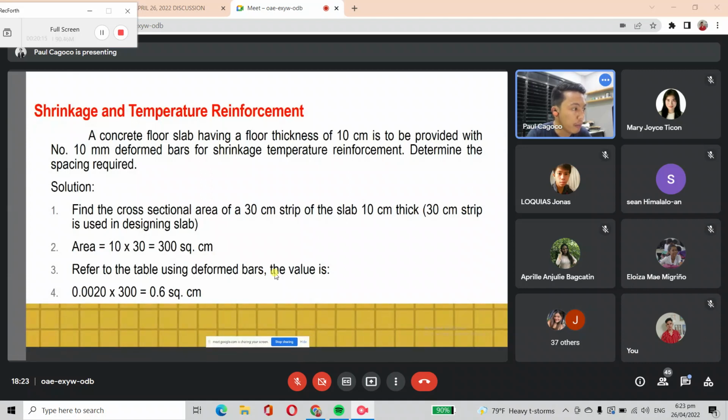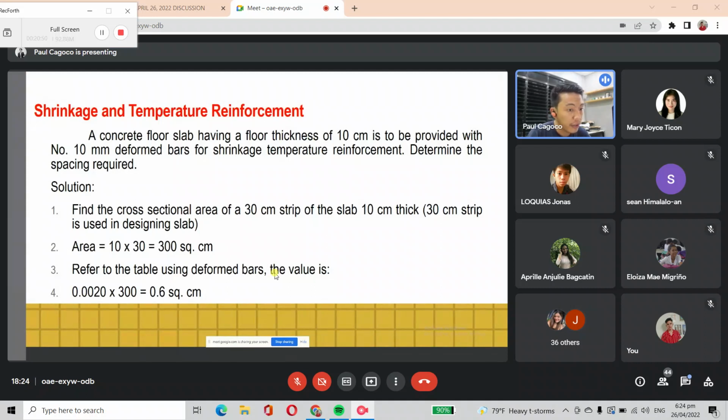So a concrete floor slab having a floor thickness of 10 cm is to be provided with number 10 mm deformed bars for shrinkage or temperature reinforcement. So determine the spacing required. So here's the solution. So find the cross-sectional area of a 30 cm strip of the slab. Katong ganiha nga gikuan na to, i-identify na to, butangan na to siya 30 cm. This is always our assumption, no? So 30 cm strip kay ano, imong gi-considered as your inflection point. Sa beam, kinahanglan nimo ang i-consider sa imong slab, which is 30 cm from the face of your beam.